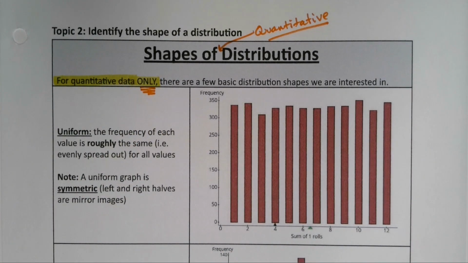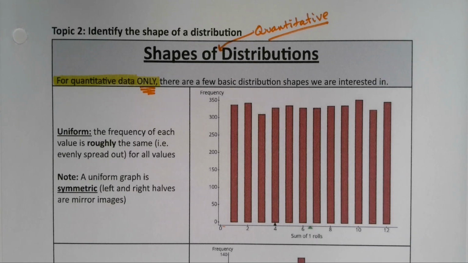That's because quantitative data moves inherently on the x-axis from left to right. And because it has that inherent quality, therefore we can talk about the shape. Qualitative data doesn't have that. You can put things in alphabetical order, but that's not the same thing. And so the shapes we're about to look at will only work for numbers on the x-axis.